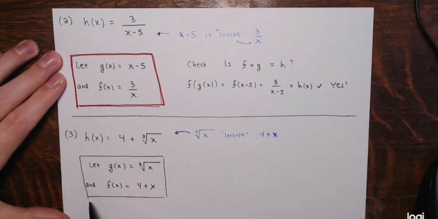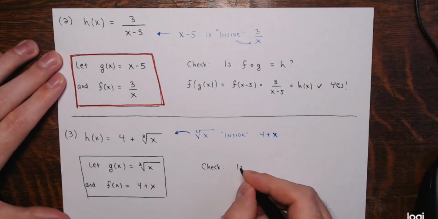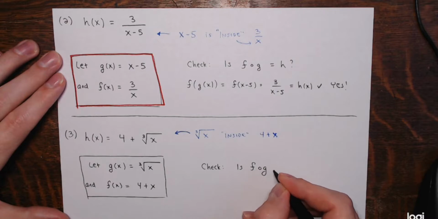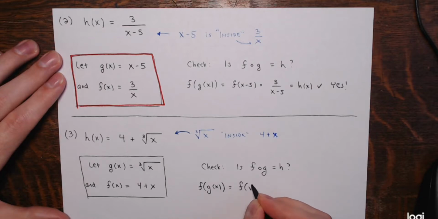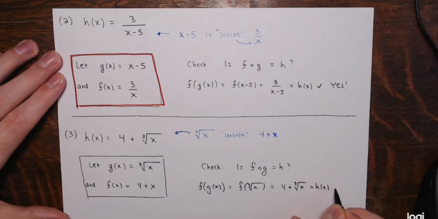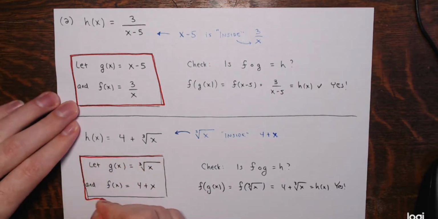All right, again, let's check it out. Is f composed with g equal to h? So f of g of x would be f of the cube root of x. G of x was the cube root of x, the way I set it up. And then if I put this into f, it would be simply 4 plus the cube root of x, which is exactly h. So yes, and this is a valid decomposition of this function.